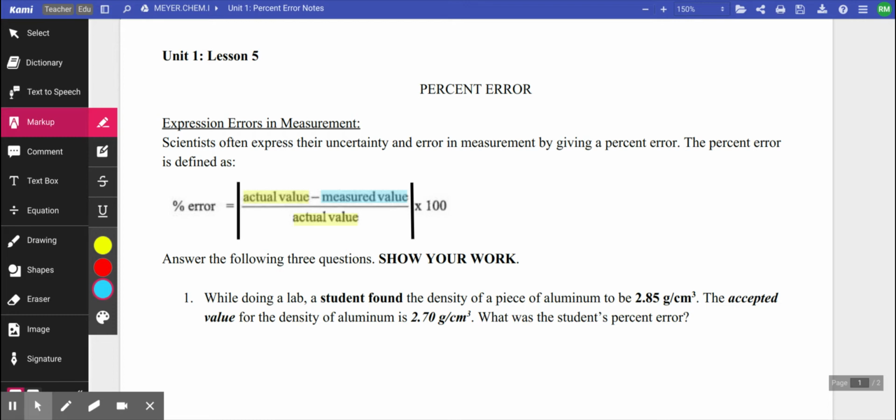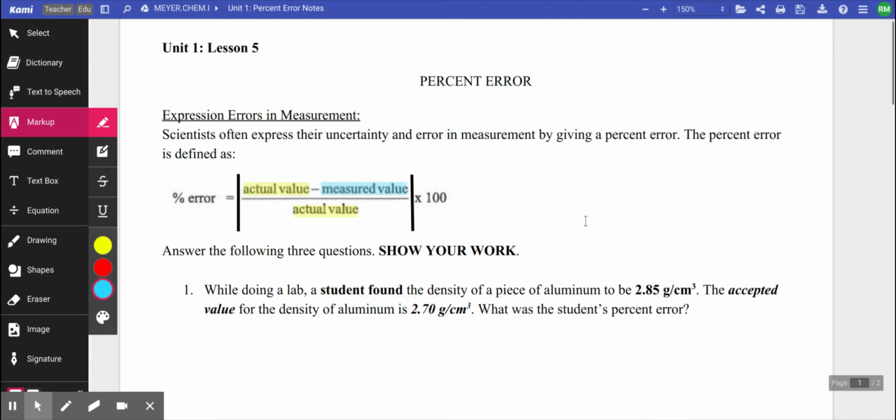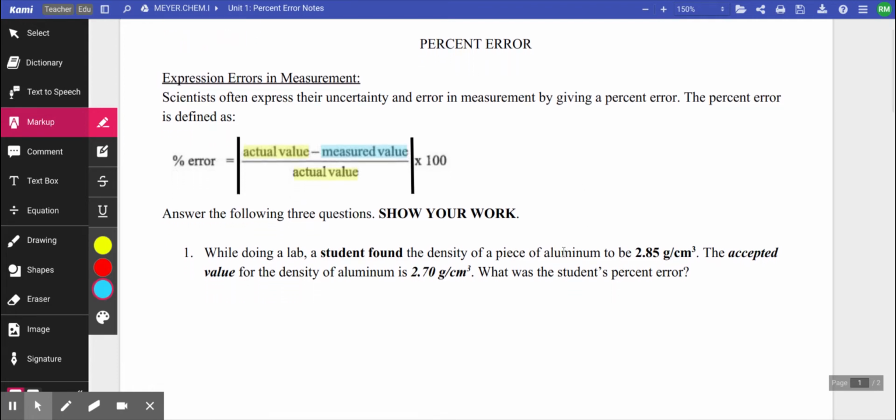Okay, I am going to go through this first problem with you. Number 1, while doing a lab, a student found the density of a piece of aluminum to be 2.85 grams per cubic centimeter. The accepted value for the density of aluminum is 2.7 grams per cubic centimeter. What was the student's percent error?